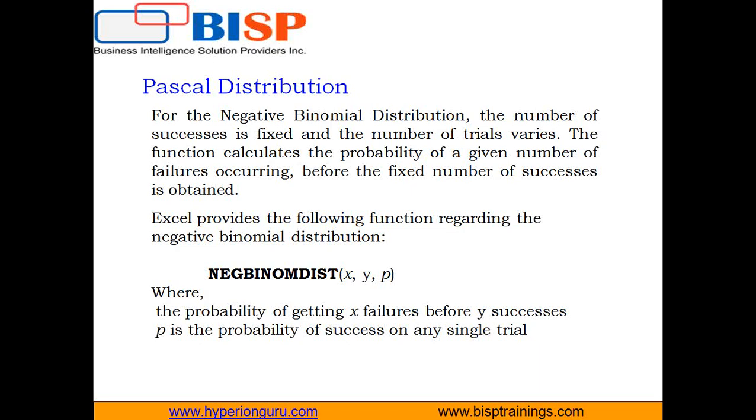So this is the function NEGBINOMDIST, and it takes three arguments. The first one is X, which means the number of failures, Y means the number of successes, and P stands for the probability of success. But this function works in Excel 2007.